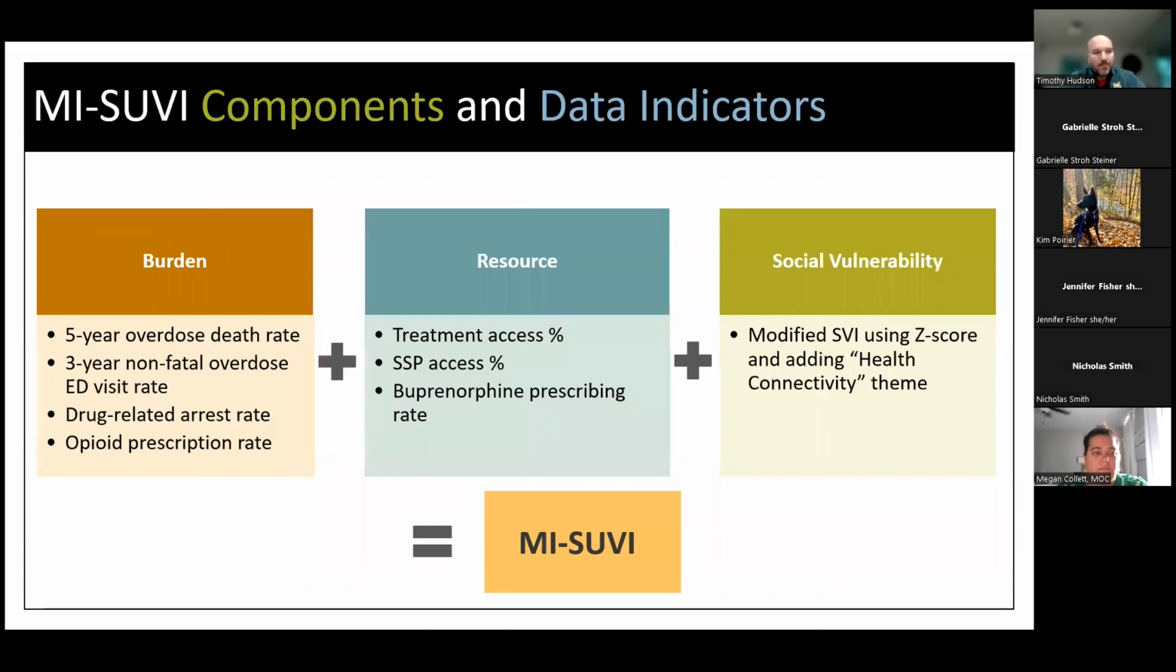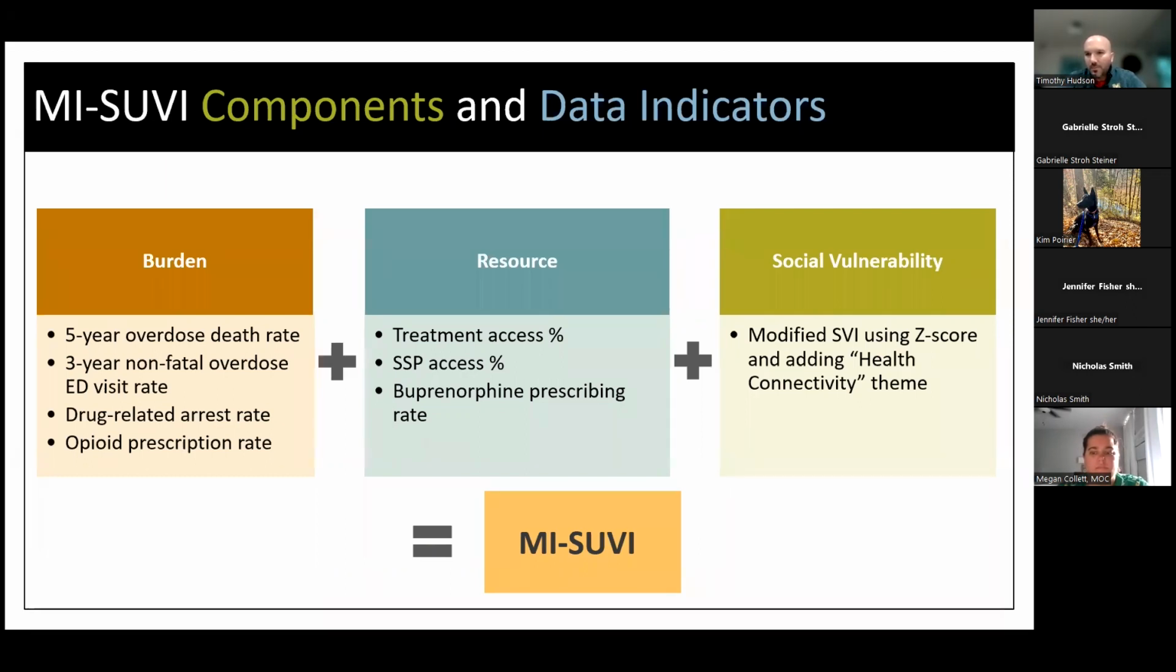So within that burden bucket, we have the 5-year average overdose death rate, the 3-year average non-fatal overdose ED visit rate, the drug-related arrest rate, and the opioid prescription rate. And I should say that we built this score initially at the county level. So we were looking at these data points at the county level.